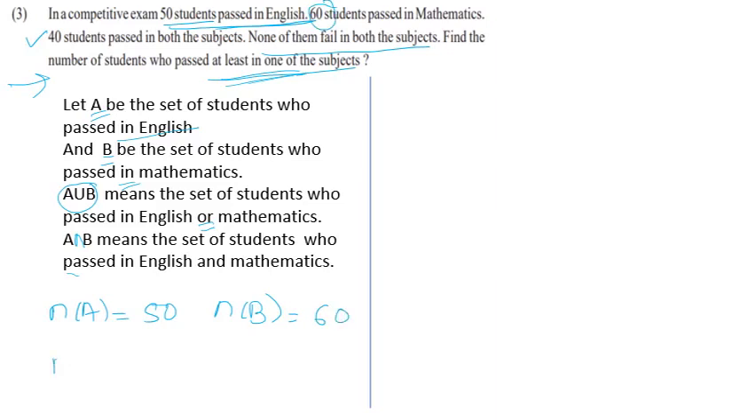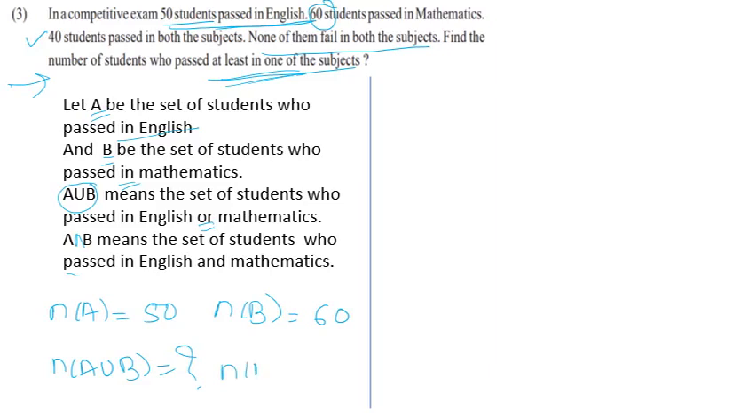Then N of A union B. A union B means the set which contains students who pass in English or mathematics, and that we have to find. See, find the number of students who pass at least one subject. That means here we have to find A union B.